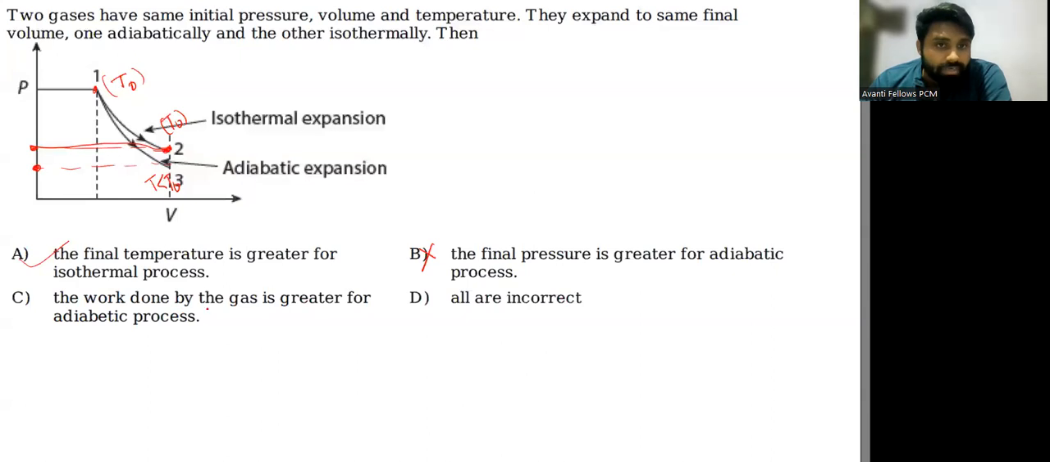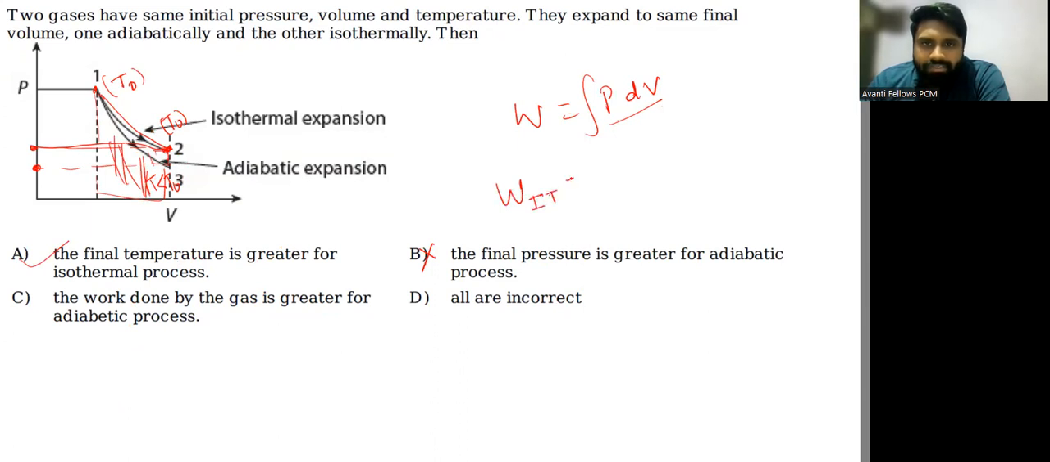Now, the work done by the gas is greater for adiabatic process. Now, work done is given by the integration of P dV, which is nothing but the area under the PV curve. If you calculate the area under the 1 to 2 line, it is obviously greater than the area of 1 to 3. So which means work done in isothermal is greater than work done in adiabatic.